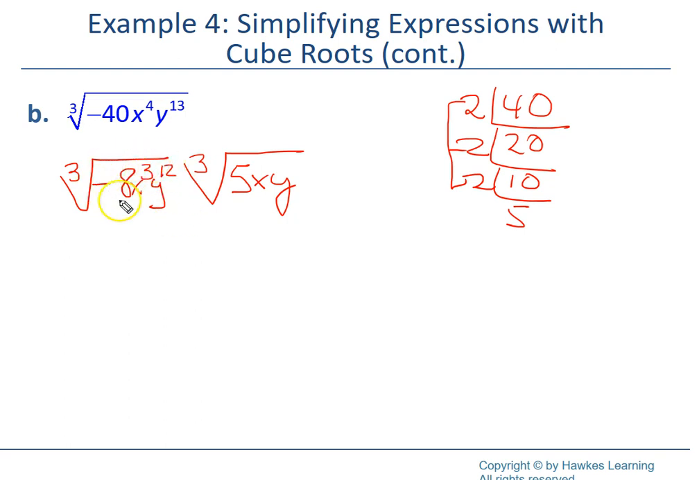So now we have perfect cubes, which then becomes a negative 2x y, and we're dividing this 12 by 3. So that's to the 4th. And then the third root of whatever's left over, 5xy. And there's the answer.